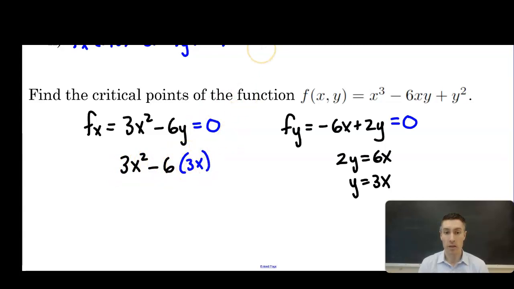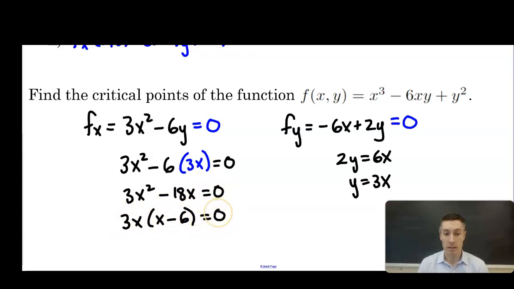Substituting in the 3x and solving, we can factor. We'll multiply out. I'll be a little bit more methodical here, and then take a greatest common factor out. 3x times x minus 6 equals 0. So either x equals 0 or x equals 6. That means we have two critical points, at x equals 0 and x equals 6.